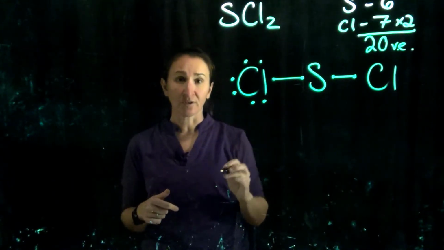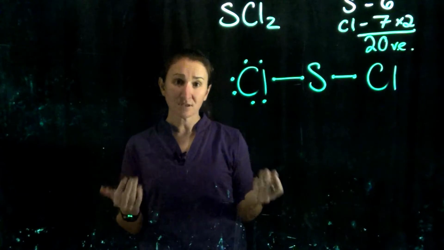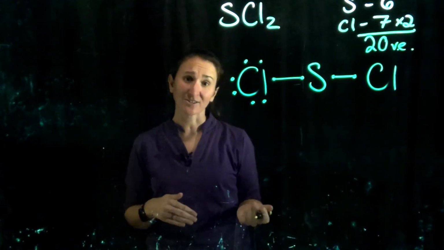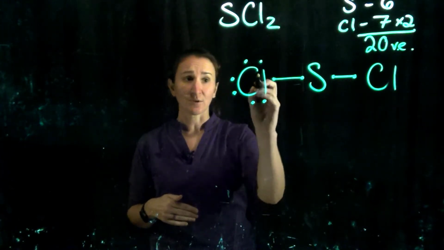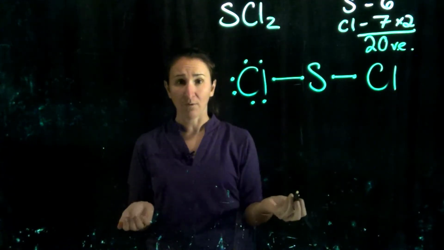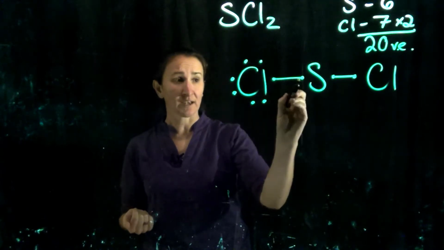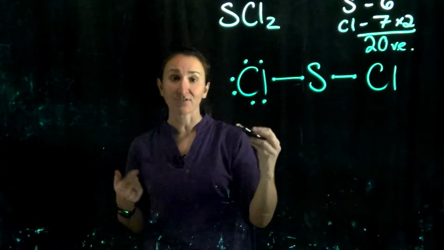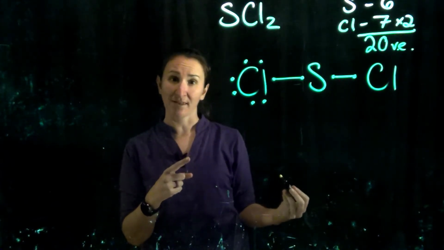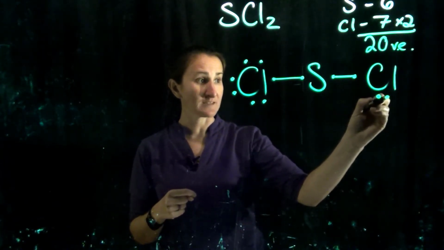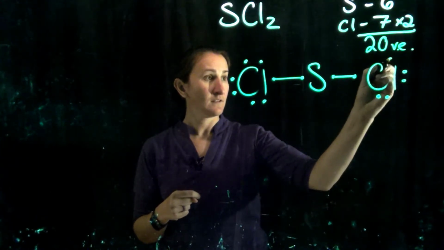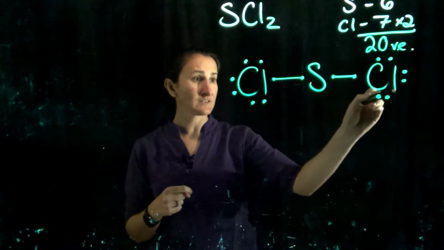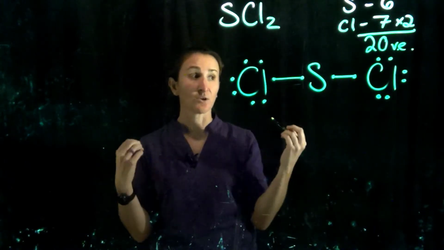Well, the octet rule is 8. Most elements, not all, as we're going to look at exceptions, want to have 8 electrons around the atom. Chlorine wants to have 8, sulfur wants to have 8. Right now, around chlorine, I have drawn 1, 2, 3, 4, 5, 6, 7, 8. Chlorine is happy. Let's make the other chlorine happy as well. Alright, both chlorines are happy. I've drawn 8 around this chlorine, 8 around this chlorine, to make a total of 16.